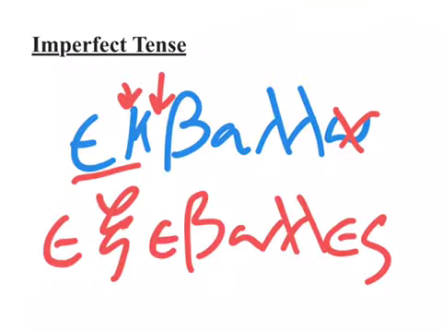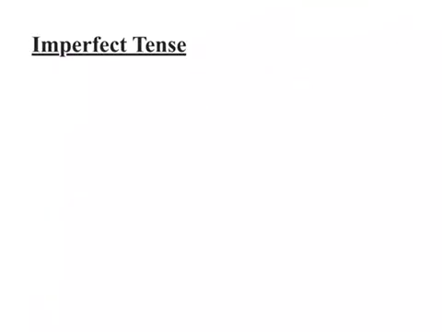Is there anything else? Oh yeah, on page 77, if you look at that, under number 4, the imperfect of echo, which is I have, is irregular.